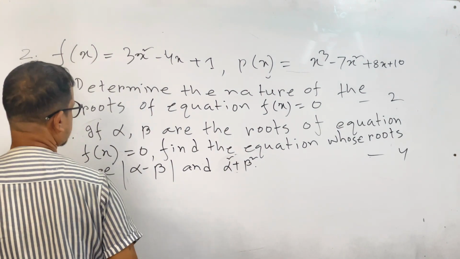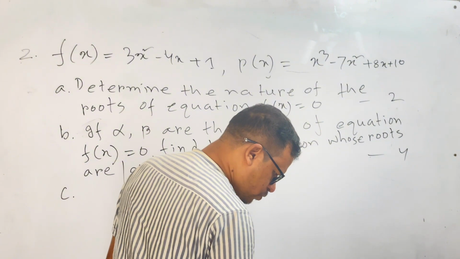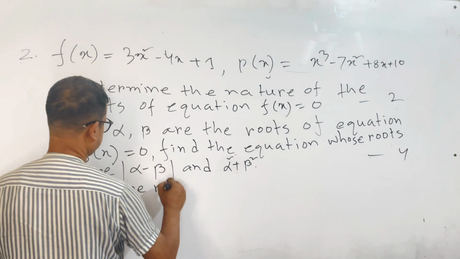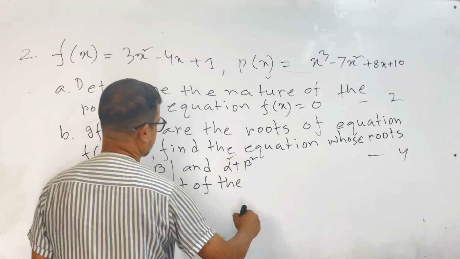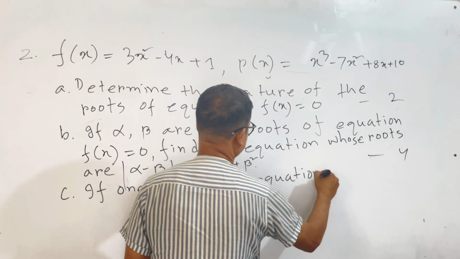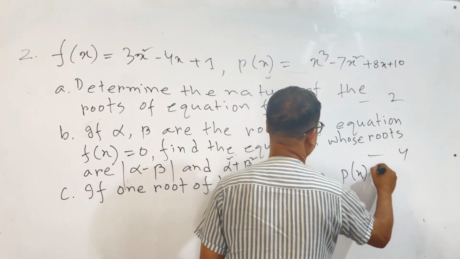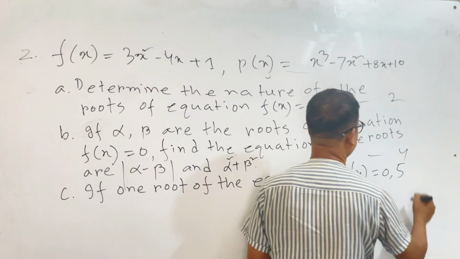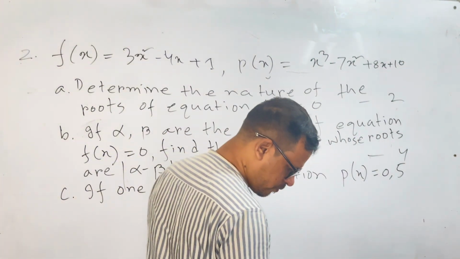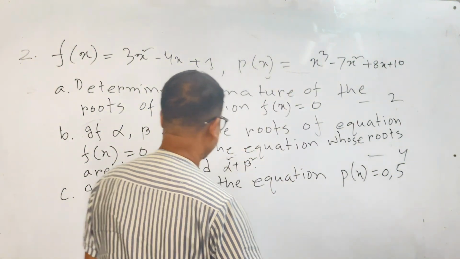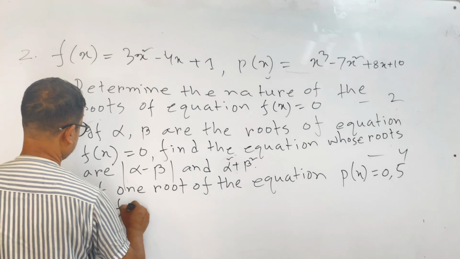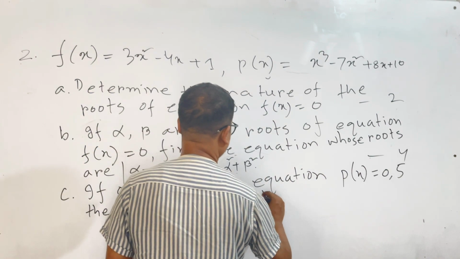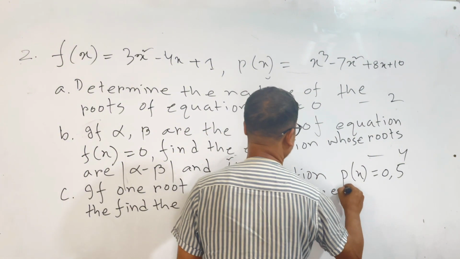Question C. What is question C? If one root of the equation p(x) equal to 0 is 5, then find the other roots of the equation.